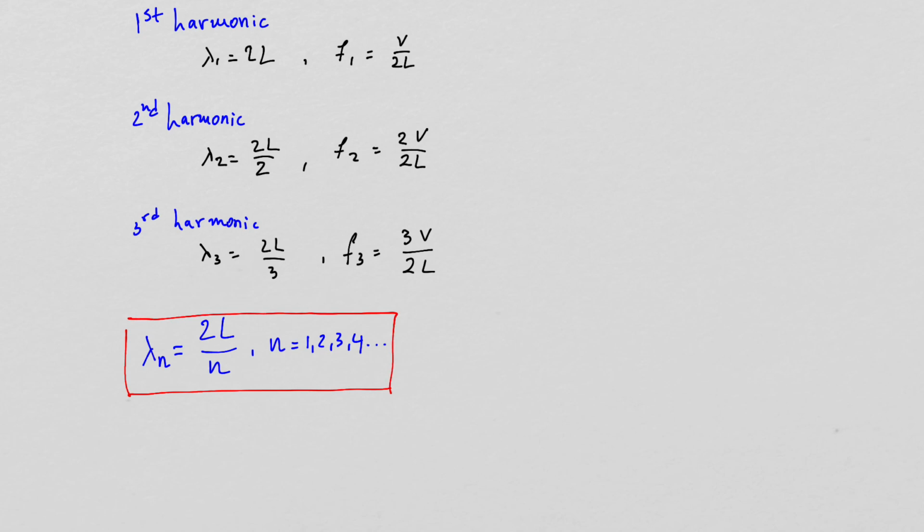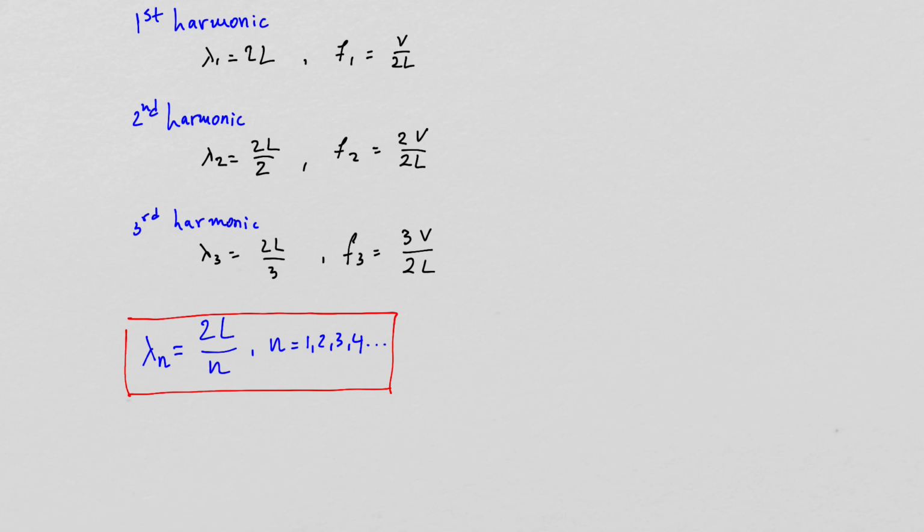Now let's look at the frequencies. The first harmonic frequency is equal to the speed of the wave divided by twice the length of the string. For the second harmonic frequency, we have twice the speed of the wave divided by twice the length of the string. For the third harmonic, we have 3 times the speed of the wave divided by twice the length of the string. So essentially, every consequent harmonic frequency is equal to the speed of the wave divided by 2 times the length of the string multiplied by the number of the harmonic.